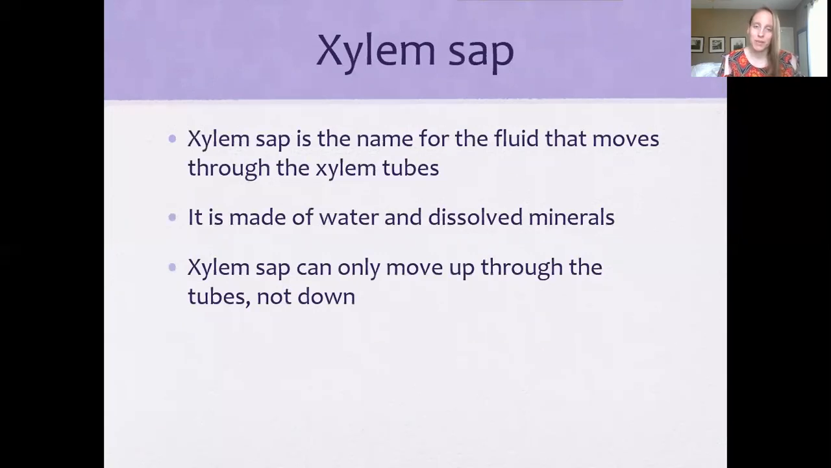The xylem sap is just what we call the fluid that moves through the xylem tube. It is made of water and dissolved minerals. And again, it can only move up.